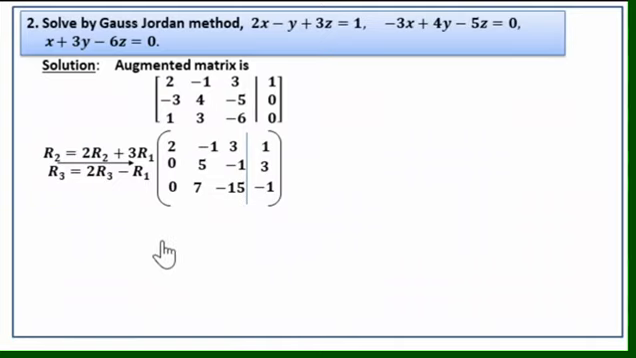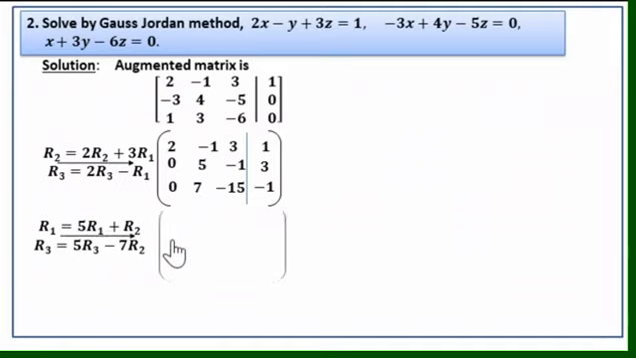In the next step we make use of the second row and make the changes in the first and third rows. That is, we make these two elements 0. So for the first row, what is the row operation? R1 changes. R1 equals, using the R2 element, 5R1 + R2. Then R3 will be 5R3 - 7R2. Use R2. So here 5R3 - 7R2.